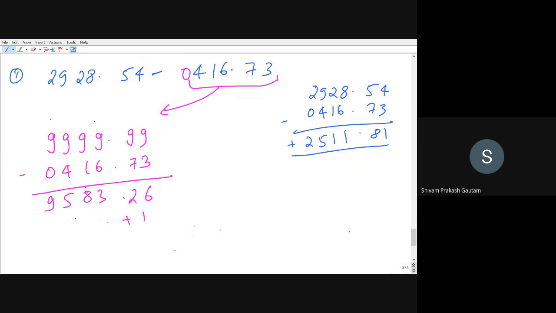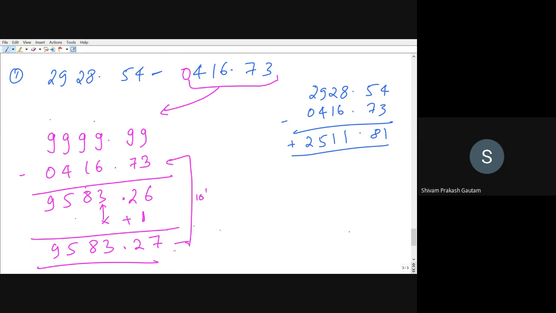So we have to add 1 as well to the LSD, not to here, right? Do not make this mistake. We have to add 1 to the least significant digit only. So if you add, this will be 9583.27. Now this is the tens complement representation of this number. Once we have the tens complement number, we have to add it with this number.